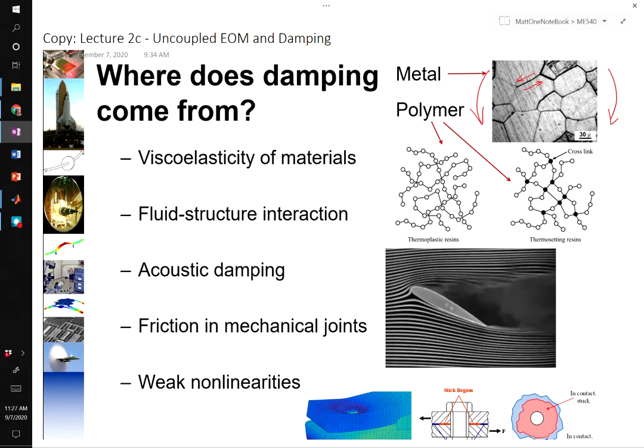And we call that viscoelasticity. It's the fact that the material, when it's deformed, isn't purely elastic, but there's some loss associated with any deformation that we have happen.